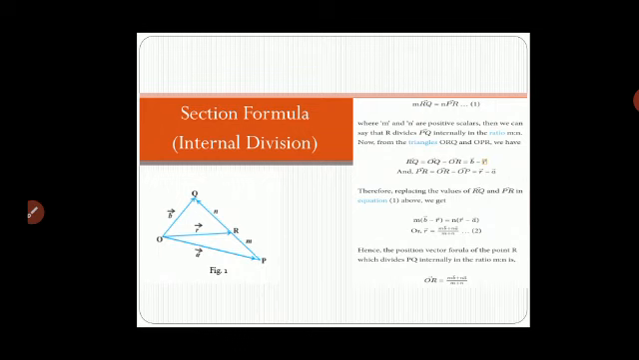Now, from the triangles ORQ and OPR, we have RQ is equal to OQ minus OR, that is b minus r, and PR is equal to OR minus OP, that is r minus a. Now replacing the values, we get vector r is equal to (mb plus na) upon (m plus n). Hence the position vector formula of the point R, which divides PQ internally in the ratio m is to n, is OR is equal to (mb plus na) upon (m plus n). This is the internal division of the vector.